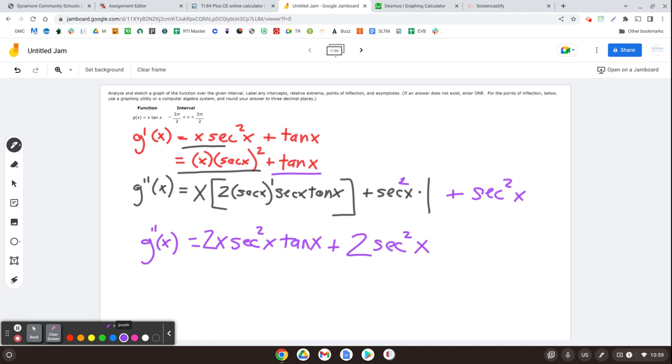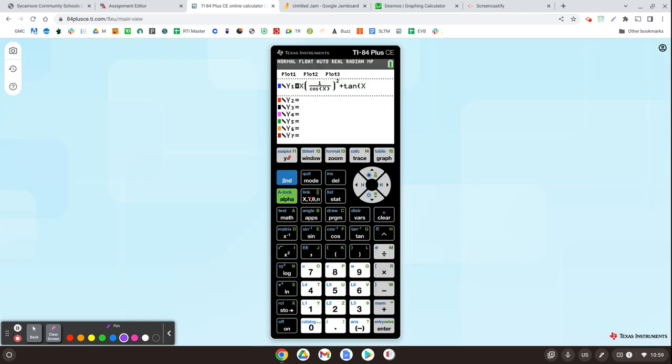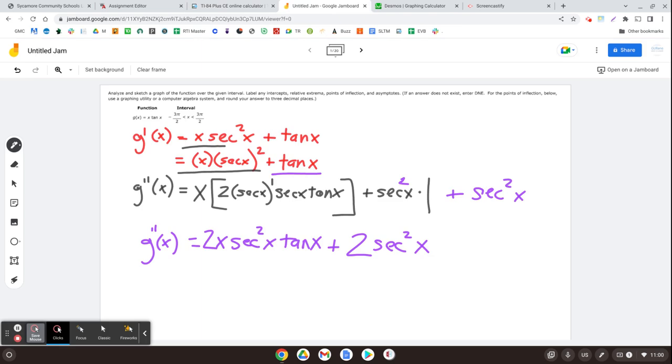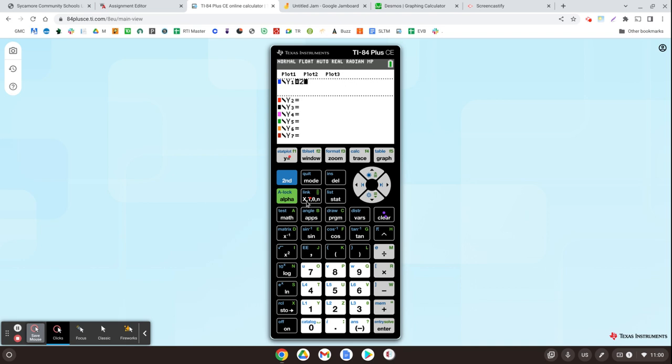We have to find out where that thing equals 0 to find our inflection points. So now we'll go back to this, clear it. Here we go again. I don't know what is going on. Here we go. All right. So 2x secant squared of x tangent of x on our calculator. 2x and then alpha y equals enter secant squared.